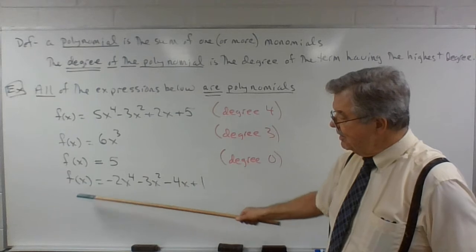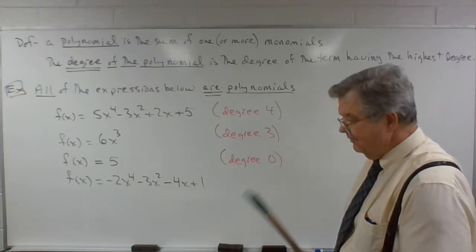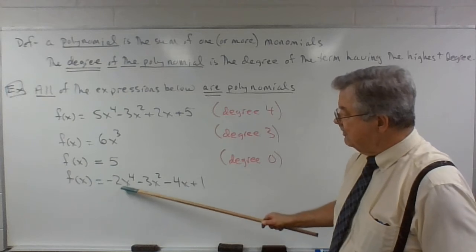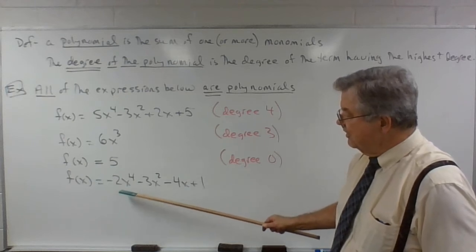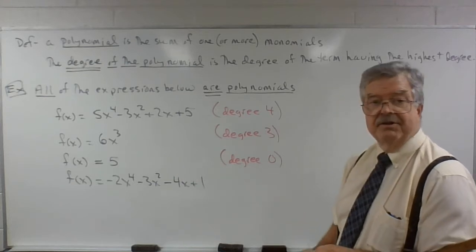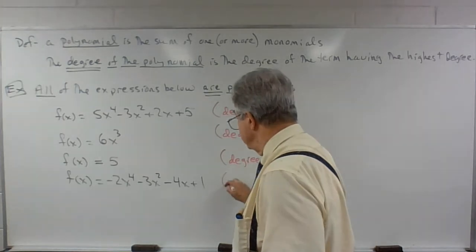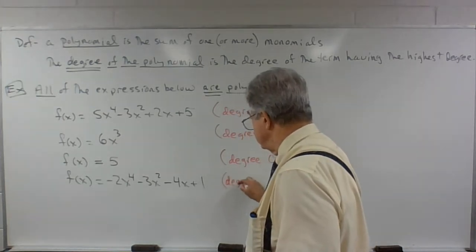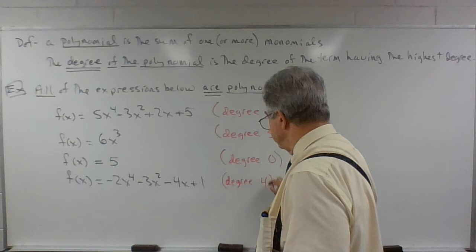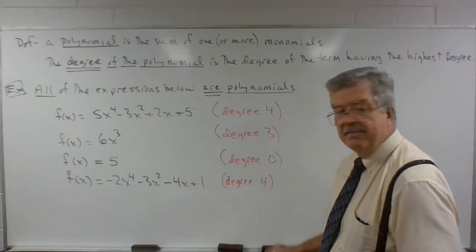Here's a polynomial. It has 1, 2, 3, 4 terms. And the term of highest degree is this one. The degree of this term is 4. So that's the degree of the polynomial as well. This polynomial has degree 4.